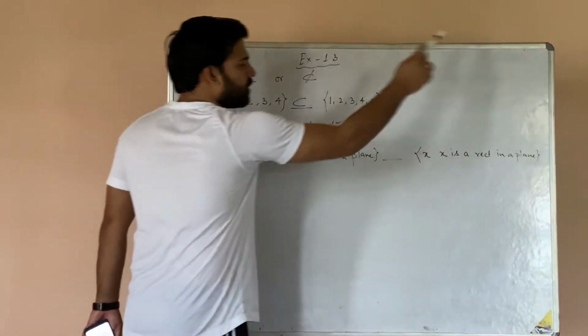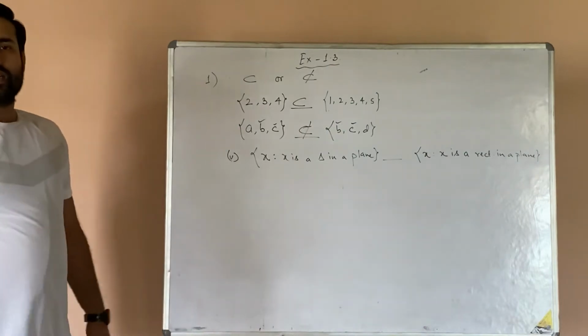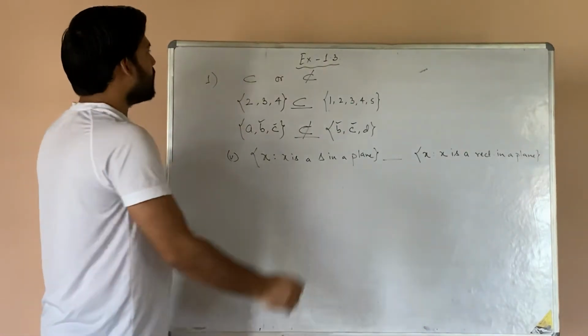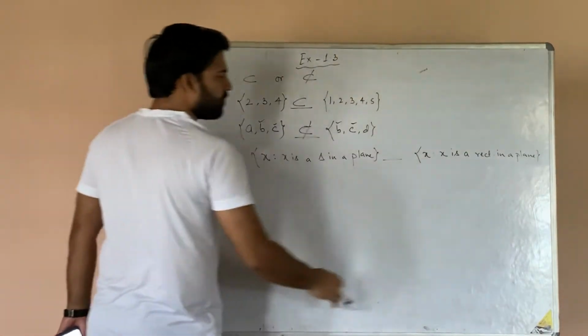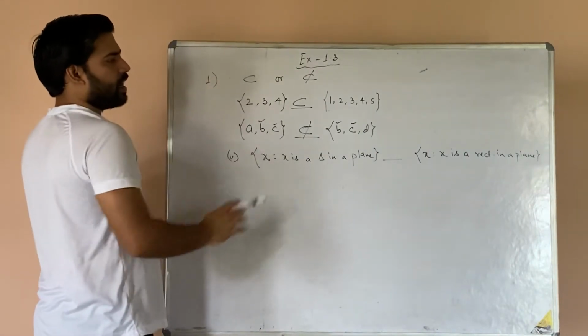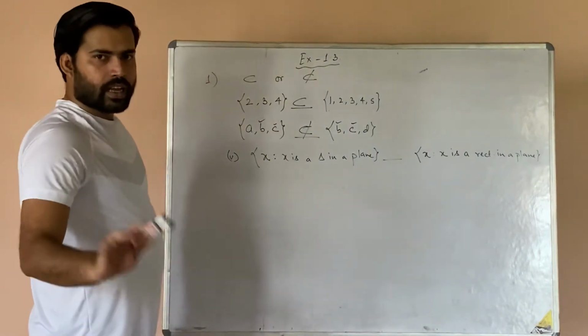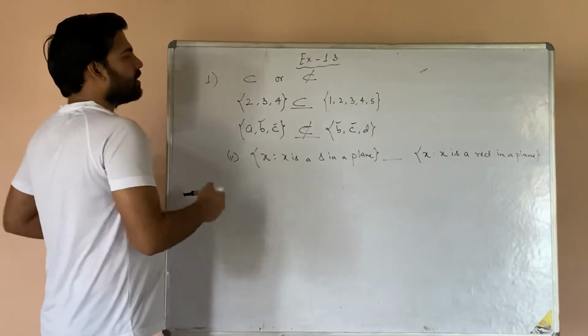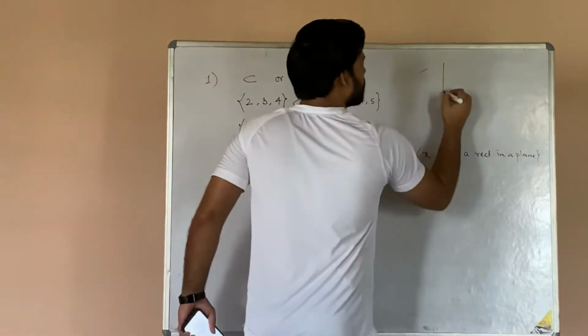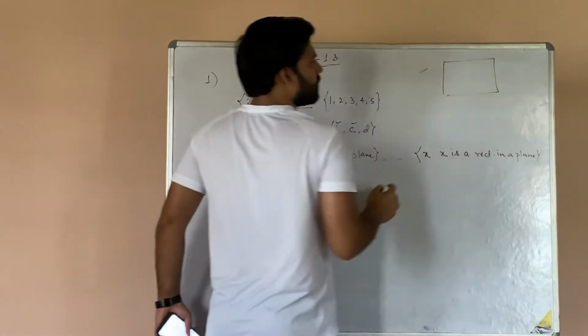You can understand what a plane is. You have studied it in your previous class. Plane means surface. So say this whiteboard is my surface. Now in this surface, I am drawing a rectangle. Say the rectangle is like this.